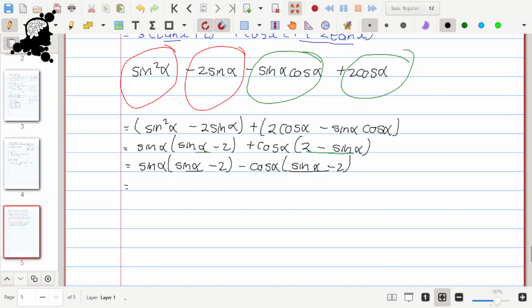I can treat this as a common factor by placing it on its own, sine of alpha minus 2. Then I only remain with these two terms which were left over. So I remain with sine of alpha minus cos of alpha. By so doing, I have simplified the expression.